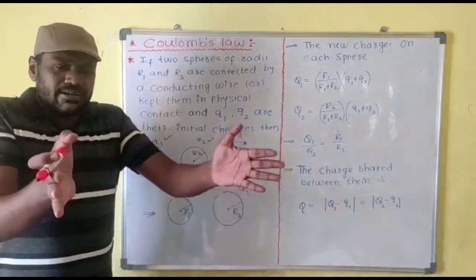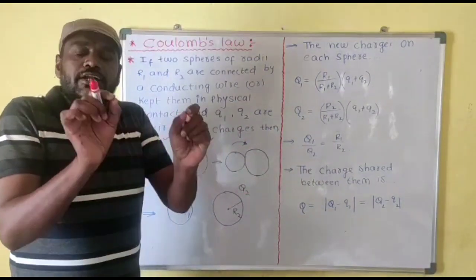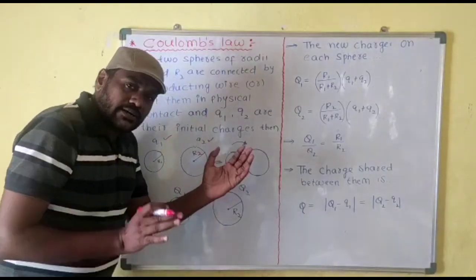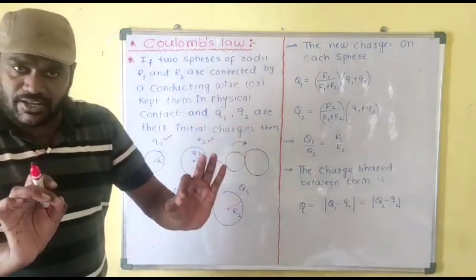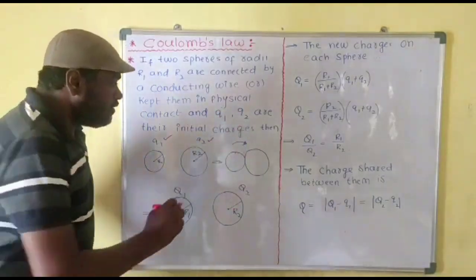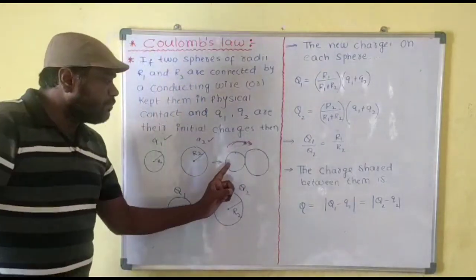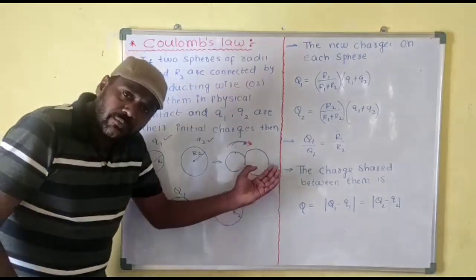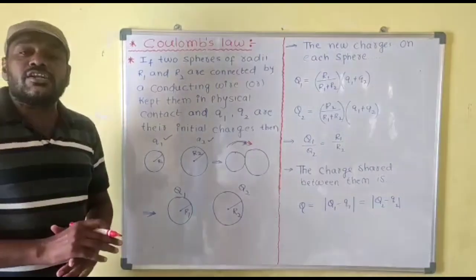These two spheres are touching each other, or they are kept in contact through a conducting wire. So when these two spheres are touching each other, or connected through a conducting wire or metallic wire, then what happens? These two spheres will share the charge. Means what? Charge may transfer from the first sphere to the second sphere, or it may come from the second sphere to the first sphere due to the potential difference.